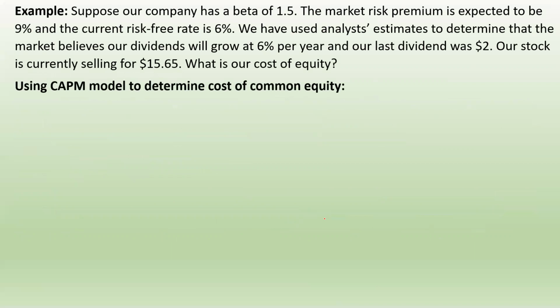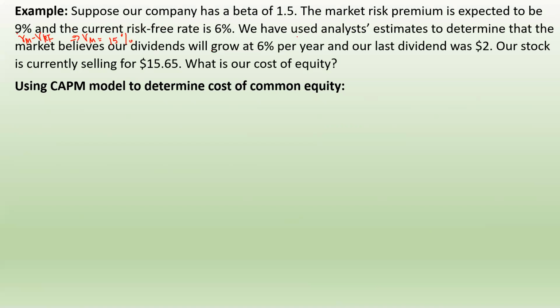Next example, suppose our company has a beta of 1.5. So when you see beta, usually it means you can use CAPM. Market risk premium is 9%. So this is RM minus the risk-free rate. Current risk-free rate is 6%. We know that RM actually equals 9% plus 6%, which is 15%.